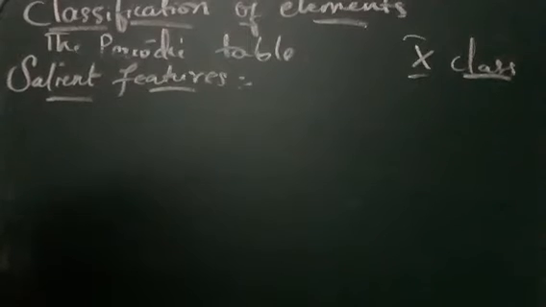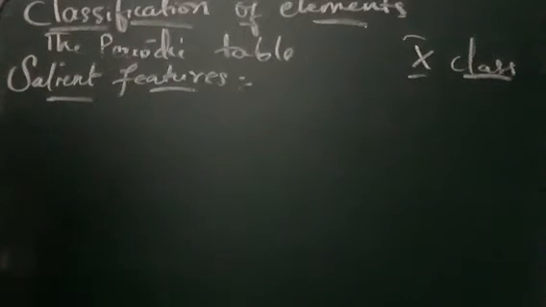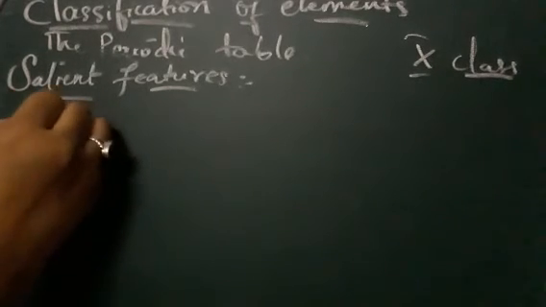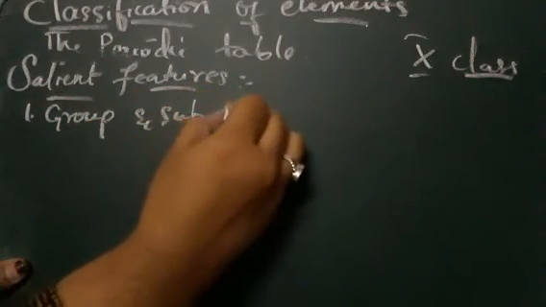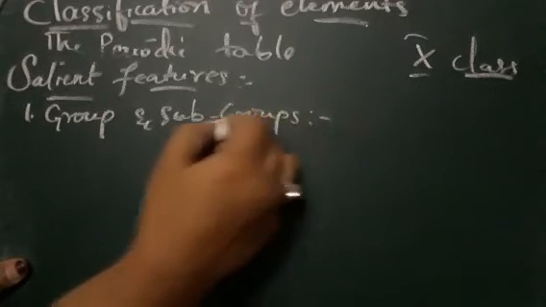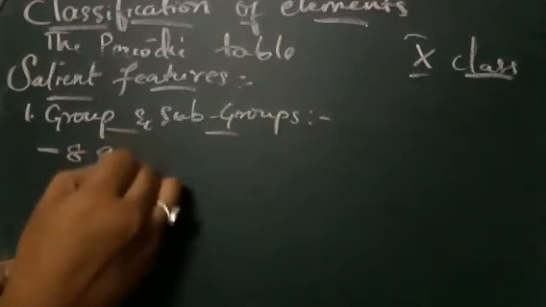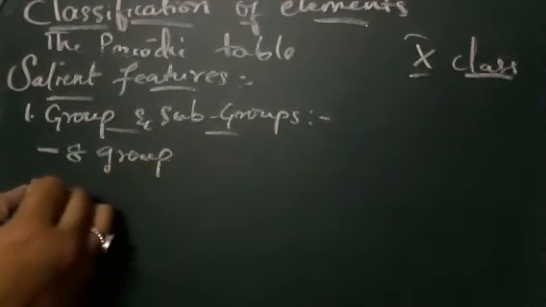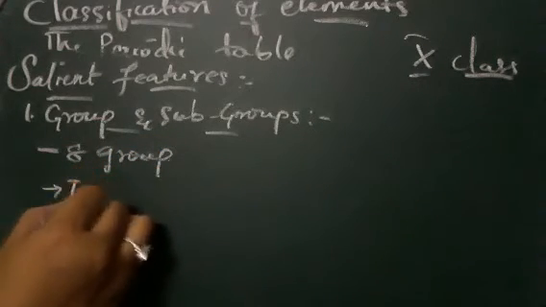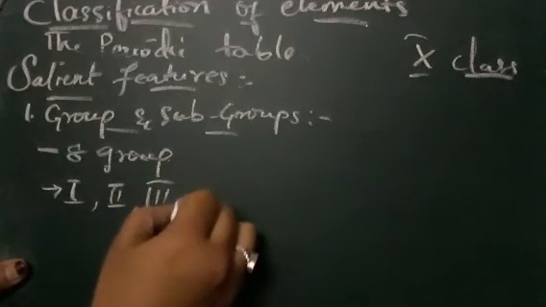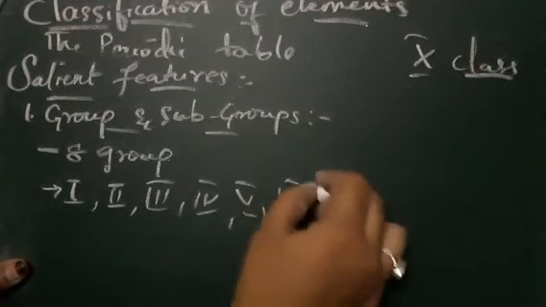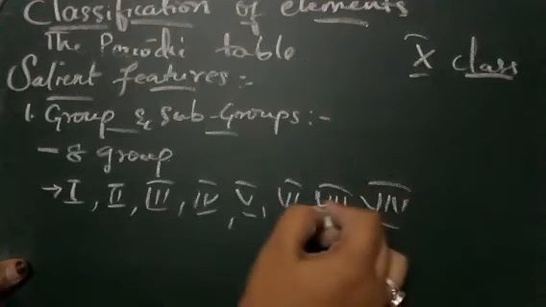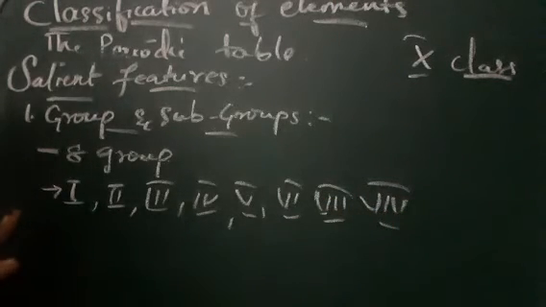Now let us learn about the salient features of Mendeleev's periodic table. What did he say? First was group and subgroup. He divided the table into groups and subgroups. He gave 8 groups, and they were represented by Roman numbers 1, 2, 3, 4, 5, 6, 7, 8.